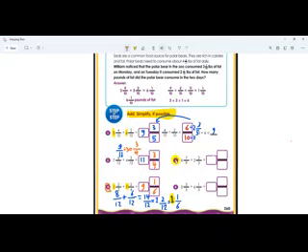Okay, the answer of number 4 and 5, you can do them as homework and send me the answers on Classera. Okay, let's go for another part of our lesson.